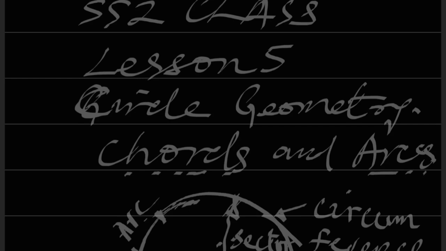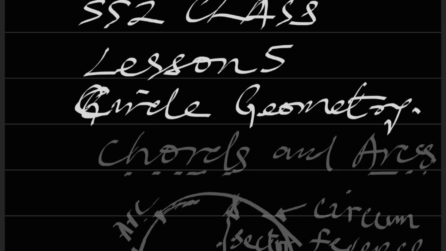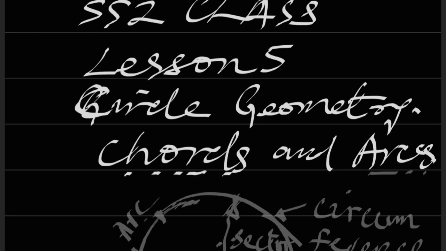I welcome you to today's class. This is SS2 class, and we're moving on to lesson 5. In lesson 5, we are going to start a new topic, that is cycle geometry. In cycle geometry, we are going to be seeing chords and arcs. Before we solve any example, I would like to explain some basic parts of a cycle so that we can know these very chords and arcs. We are going to be working with chords a lot.